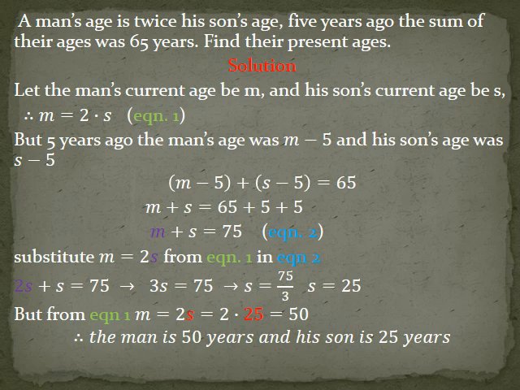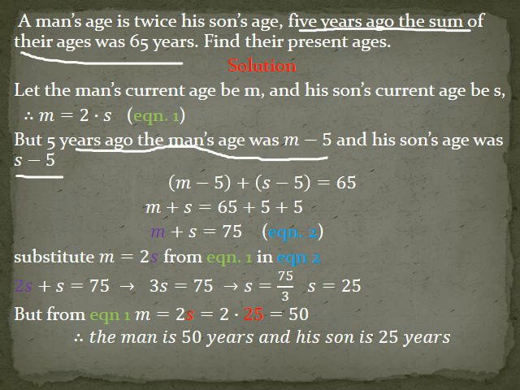And the second line of the question tells us that 5 years ago the sum of their ages was 65 years. So if you're 10 years today and someone says, how old were you 5 years ago, you subtract 5 years from your current age. So we do the same thing to the man's age and his son's age. Since the man's current age is M, 5 years ago his age would be M minus 5, and his son's age would be S minus 5.